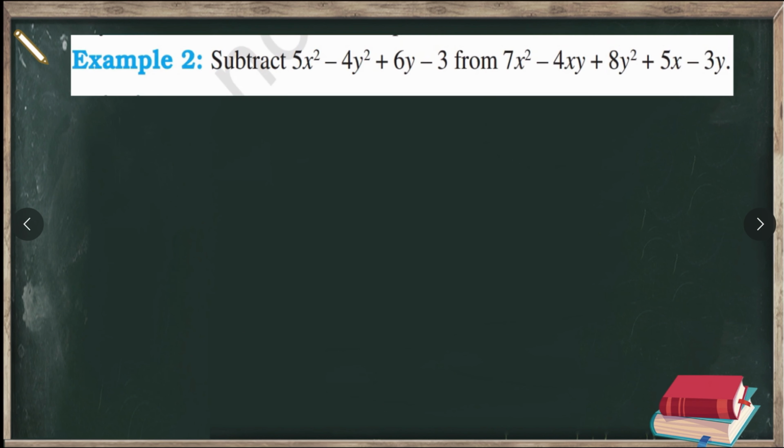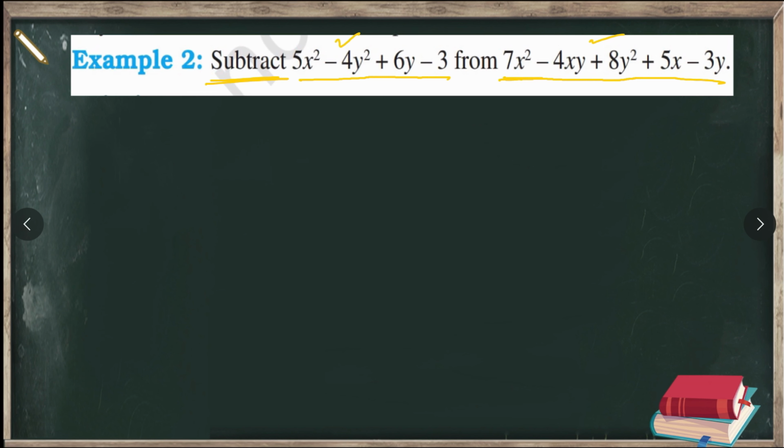Okay, moving ahead to example number 2. Here we are asked to subtract. Earlier we were asked to add the terms, now we are asked to subtract the terms. So we have to subtract 5x square minus 4y square plus 6y minus 3 from 7x square minus 4xy plus 8y square plus 5x minus 3y. So the question is subtract this term from this term. The term which is written after "from", we will write that term first. So let's write its answer.